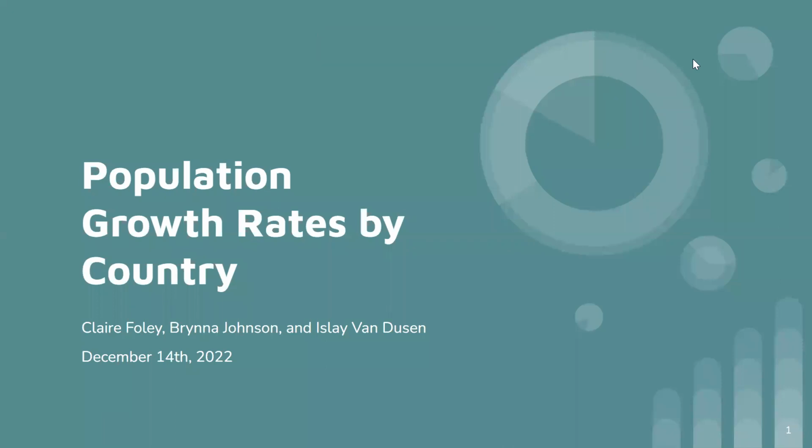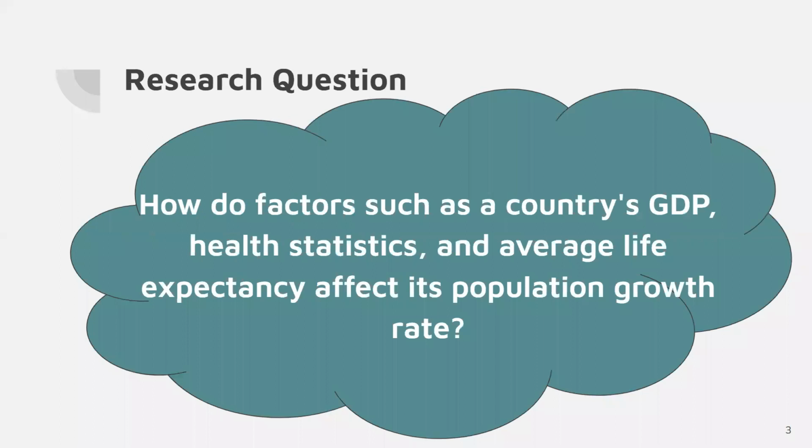The world's population is growing by 1.1% per year, or approximately an additional 83 million people annually. Join us as we take a deep dive into the fascinating world of population growth by country and explore how it impacts the lives of individuals. Our research question is, how do factors such as a country's GDP, health statistics, and average life expectancy affect its population growth rate?